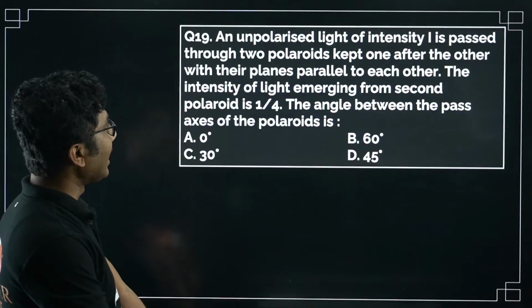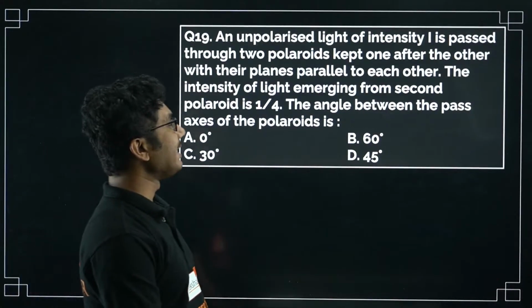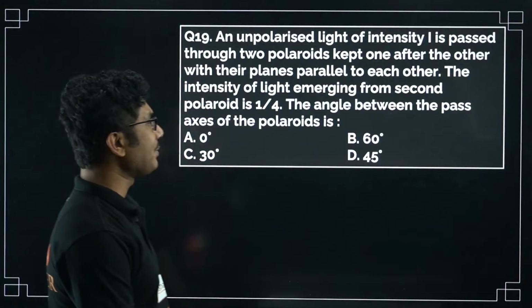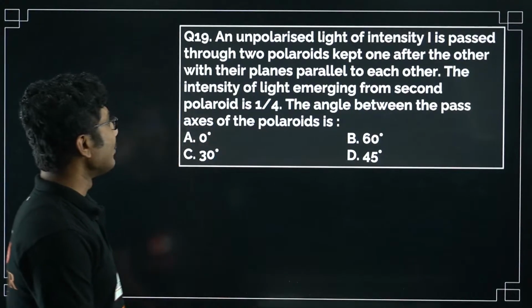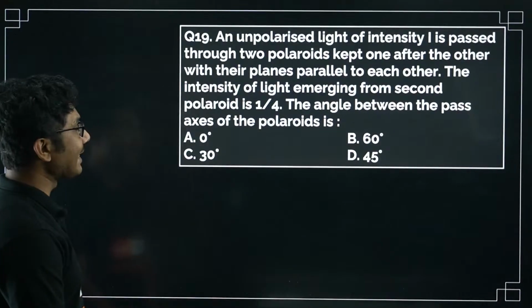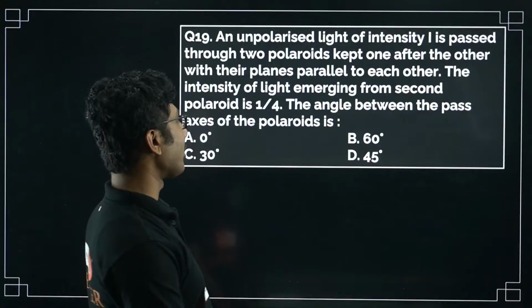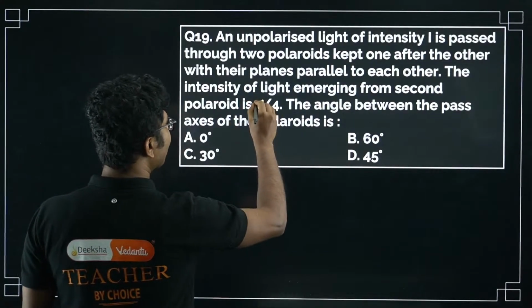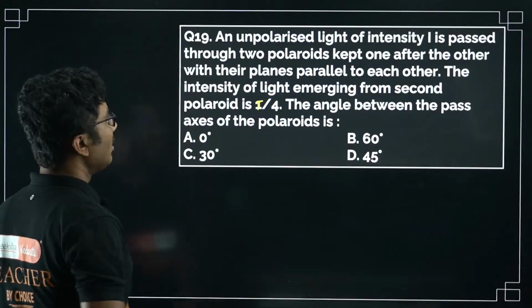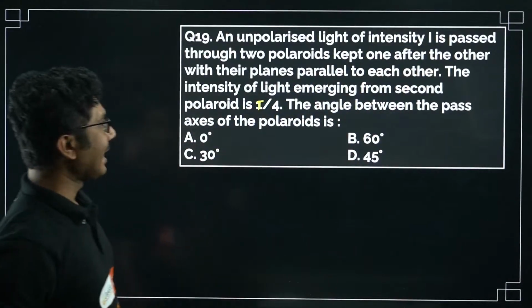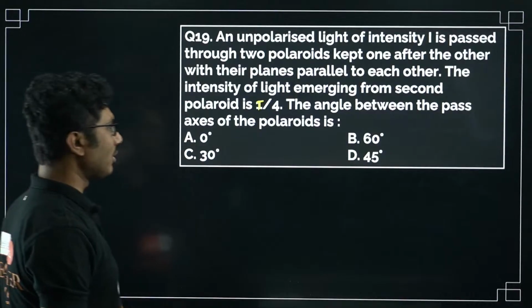Next, an unpolarized light of intensity I is passed through 2 Polaroids kept one after another with their planes parallel to each other. The intensity of the light emerging from the second Polaroid is I by 4. The angle between the pass axes of the Polaroids is?